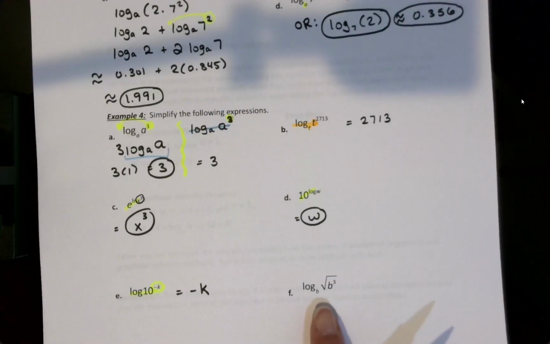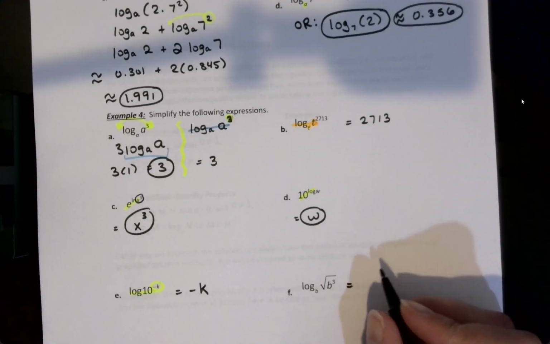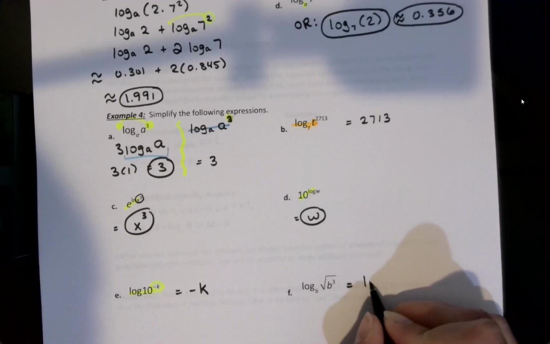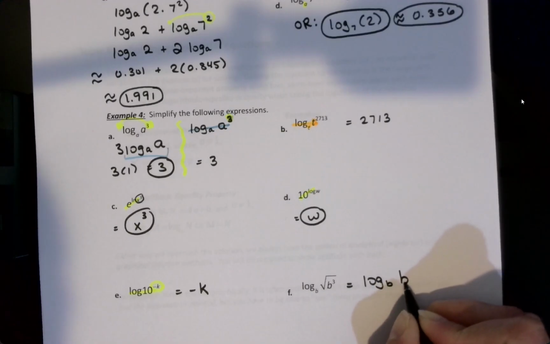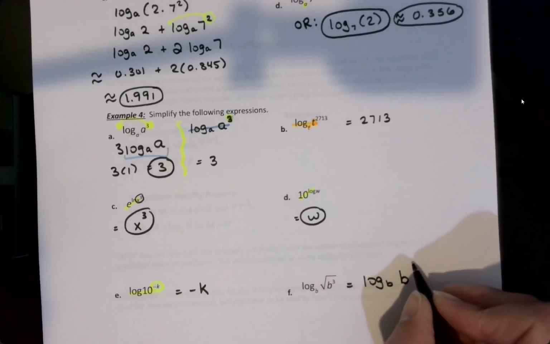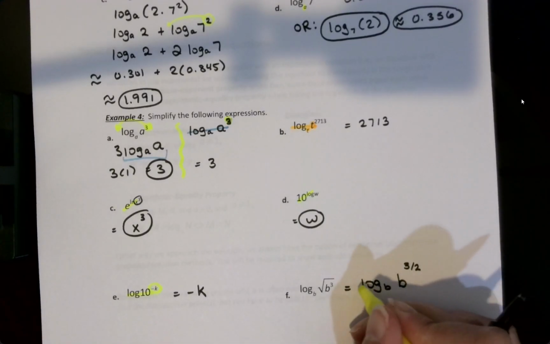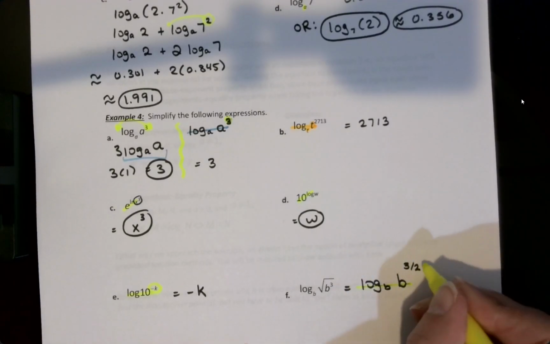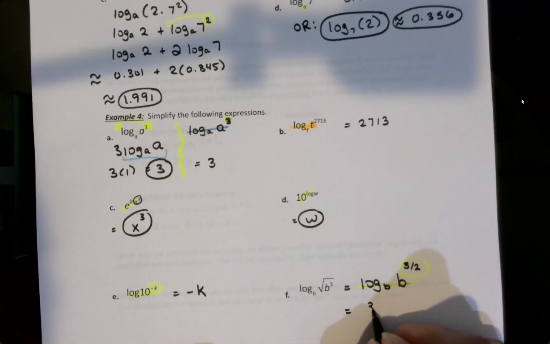And something similar is going to happen on this one, except for the fact that that radical needs to be treated as an exponent first. So if we think about this one as log base b of b to the, a square root is a half power, so my power is 3 halves. Then these become inverses, and I'm able to return the exponent here as the argument, 3 halves.